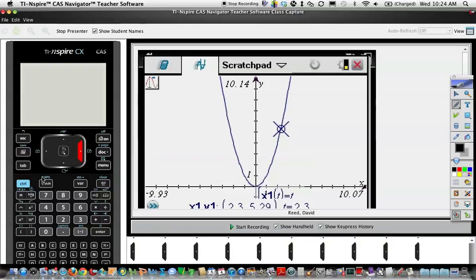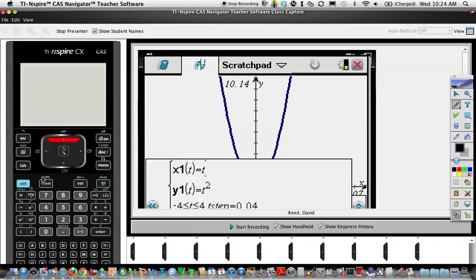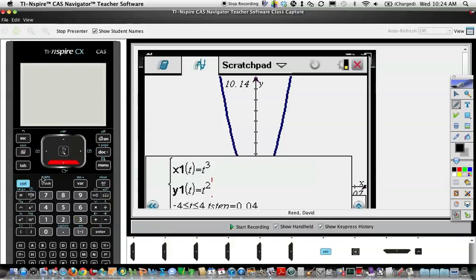Okay, so now I want you to go in and change the equation again. This time we're going to change it to x equals t cubed and y equals t to the 6th.